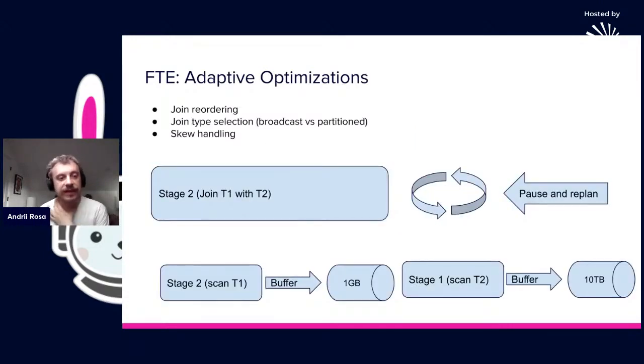This new model also makes it much, much easier to implement adaptive optimizations. Because queries can be suspended and replanned at pretty much any point, you can, let's say, run a scan operation for one table of a join, run a scan operation for the second table of a join, and if you see that a different join order is more optimal, you can swap them. You can also dynamically switch from broadcast to partition join. You can handle skew. There are many, many things you can do if you can suspend a query at any arbitrary point and replan.